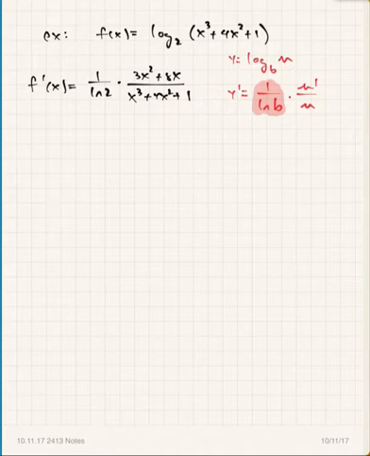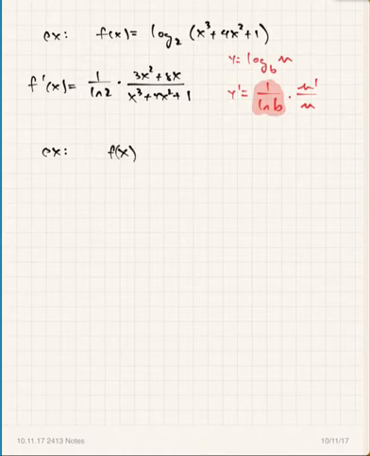All right, so I wanted to point that out. Also, I do want to look at some examples of some expressions that involve exponents, where logarithmic differentiation might be of use to us.